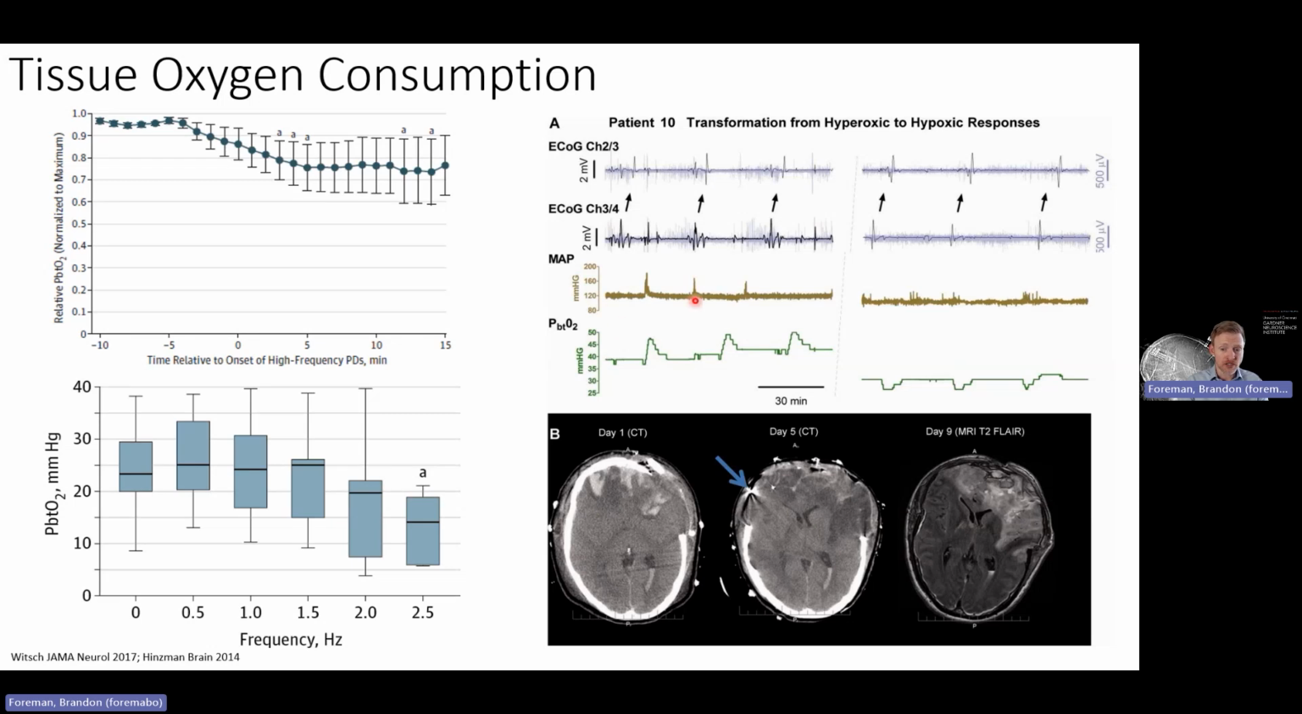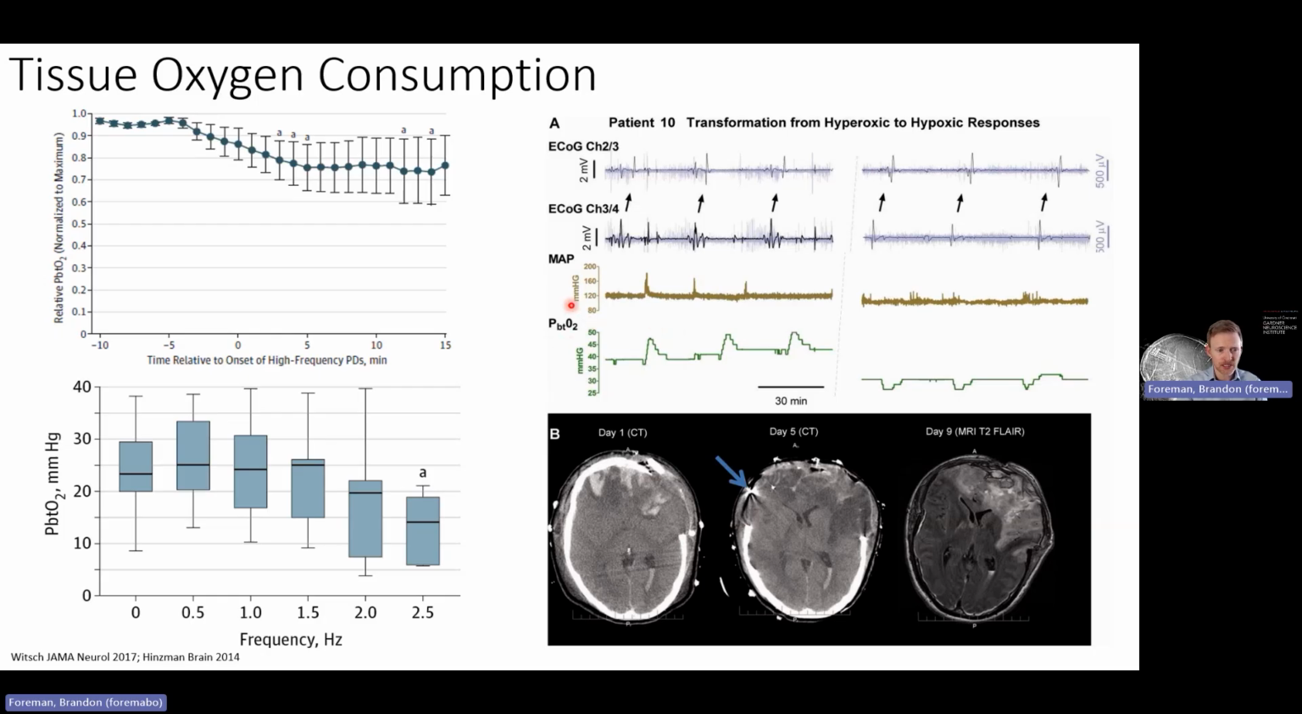Spreading depolarizations of brain tissue occur in 55 to 60% of TBI patients. And in a region of neurocontusion, these mass waves of depolarization can be recorded, and they induce a massive increase in cerebral blood flow.